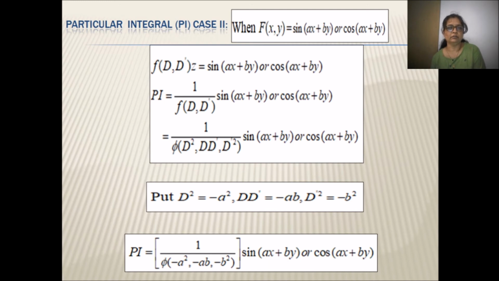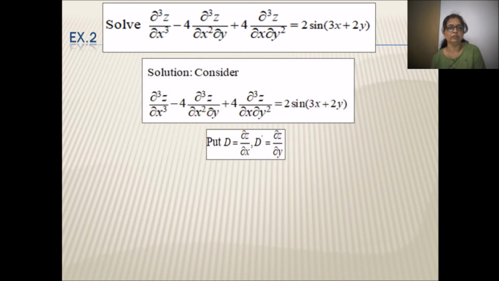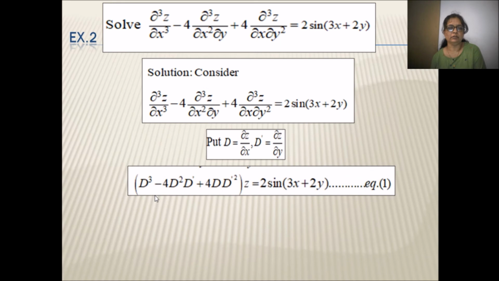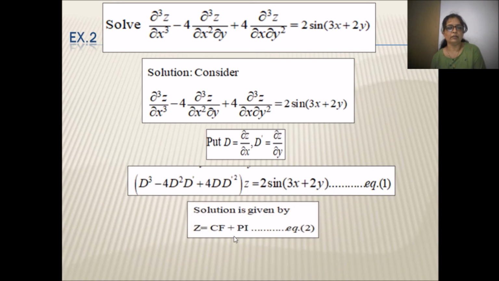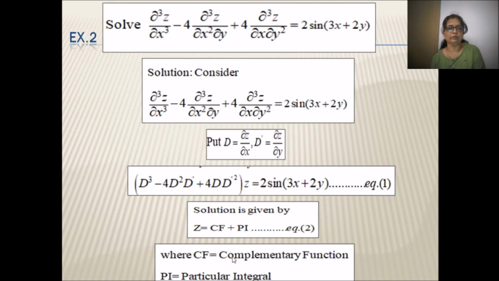Now we discuss an example on this. Solve the equation given here. Example number 2, consider the equation and then write down the equation in symbolic form by substituting del z by del x equal to capital D and del z by del y equal to D dash. This is the symbolic form of the given equation and the solution is given by z equal to CF plus PI, where CF equals complementary function and PI means particular integral.